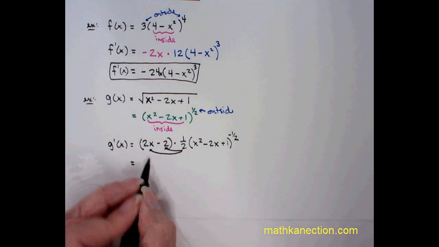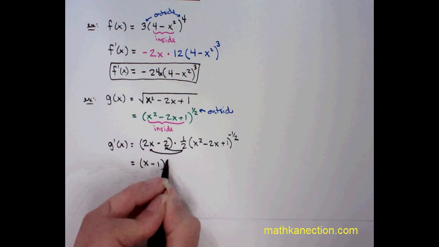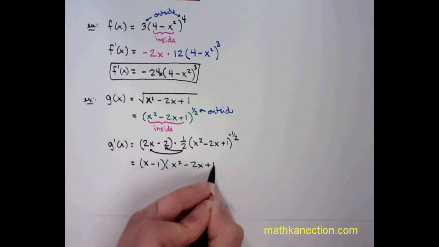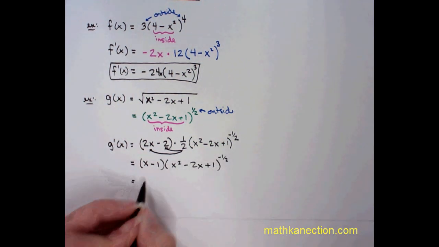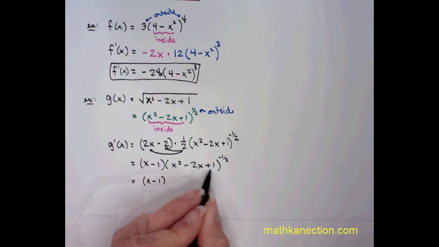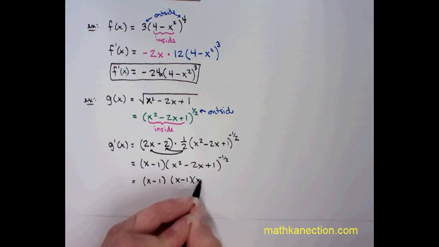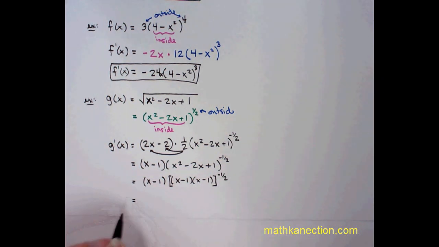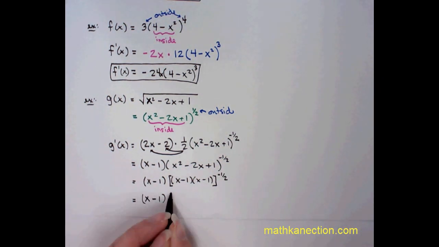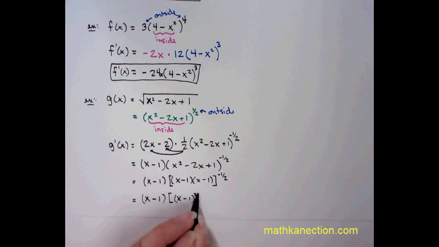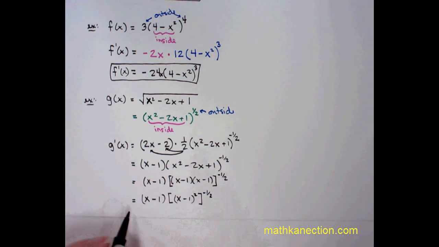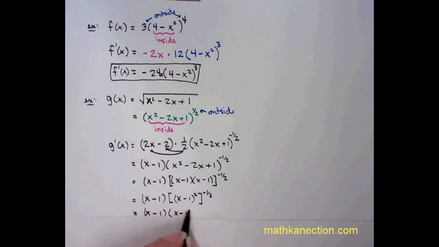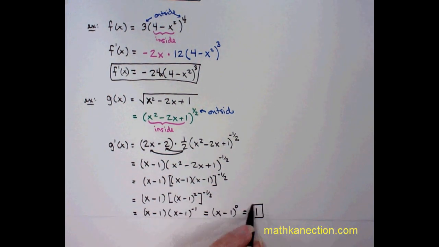Simplifying by distributing the 1/2, we have the quantity of x minus 1 being multiplied by that x squared minus 2x plus 1 to the negative 1/2. Factoring the x squared minus 2x plus 1 into x minus 1 times x minus 1. Then rewriting the x minus 1 to the 2nd power. And then distributing the exponent, so power to a power will make x minus 1 to the negative 1, multiplying to make x minus 1 to the 0.